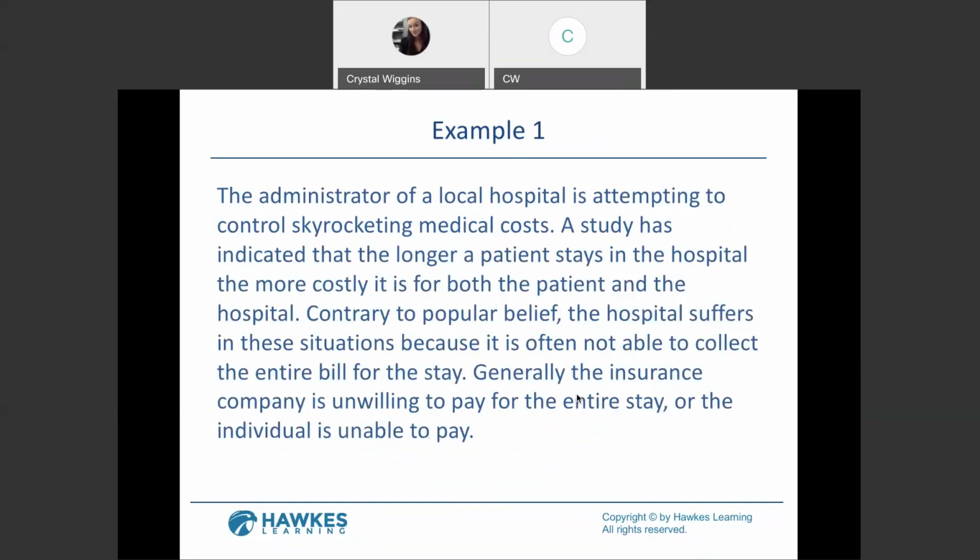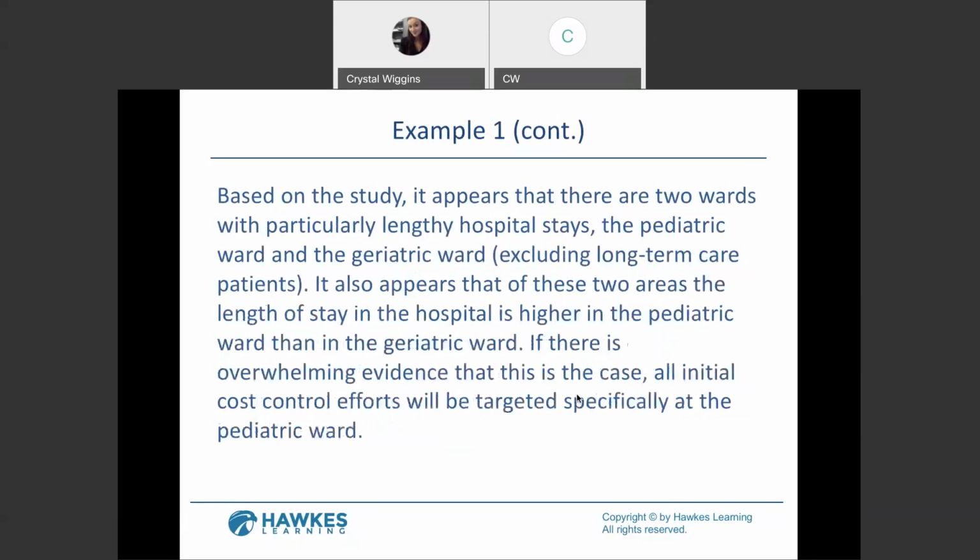Example 1. The administrator of a local hospital is attempting to control skyrocketing medical costs. A study has indicated that the longer a patient stays in the hospital, the more costly it is for both the patient and the hospital. Contrary to popular belief, the hospital suffers in these situations because it is often not able to collect the entire bill for the stay. Generally, the insurance company is unwilling to pay for the entire stay, or the individual is unwilling or unable to pay.